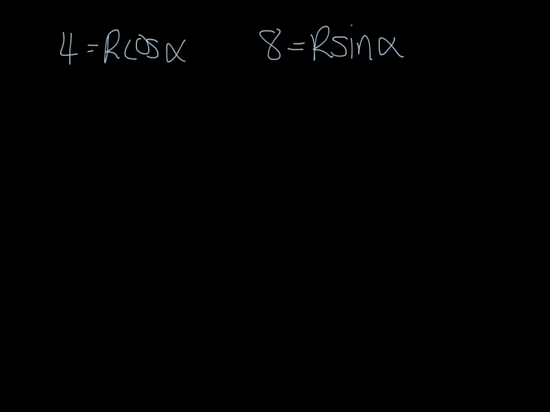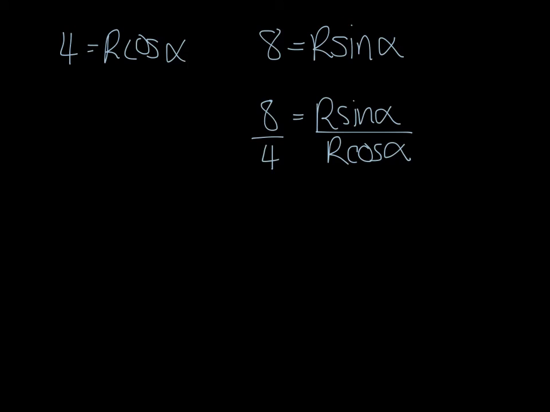As I've mentioned before, the most popular technique, and the one they're expecting to see in the exam, is to divide one of these equations by the other to produce the function in terms of tan. So r sine alpha is 8, and we're going to divide that by r cos alpha, which is 4. That leaves me with 2. The r's cancel, and sine alpha over cos alpha is tan alpha. Solving this, we get that tan to the minus 1 of 2 is equal to alpha.